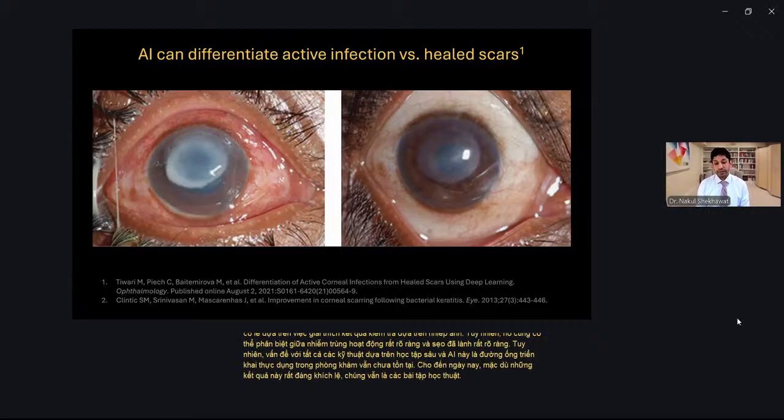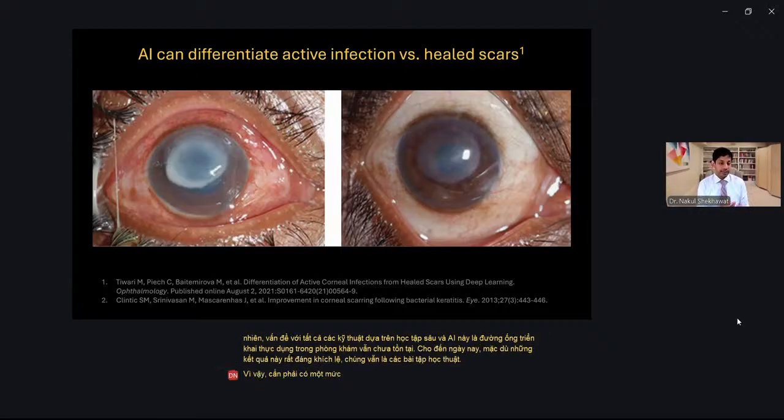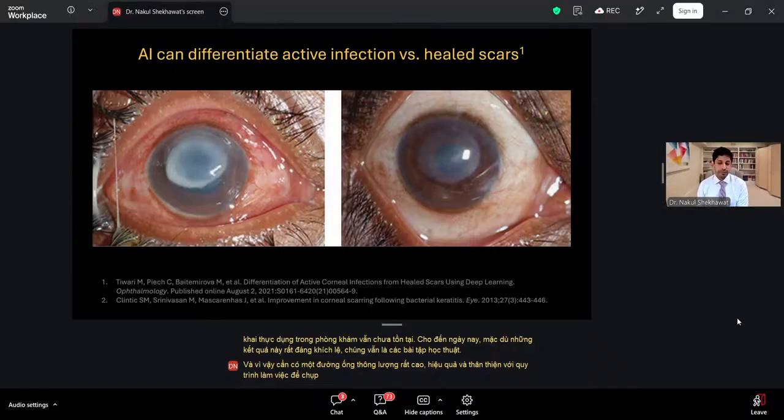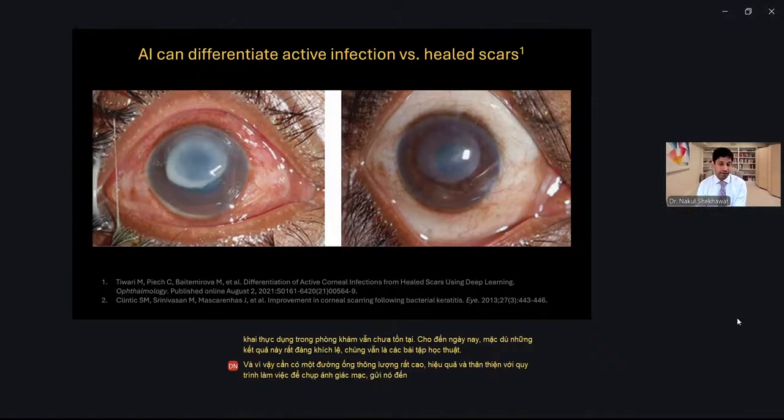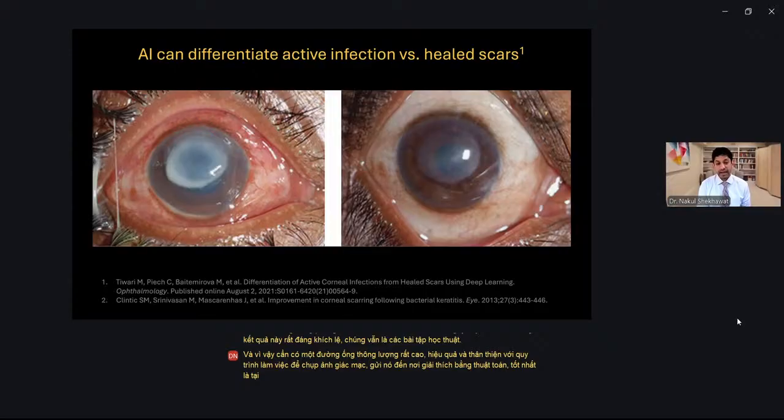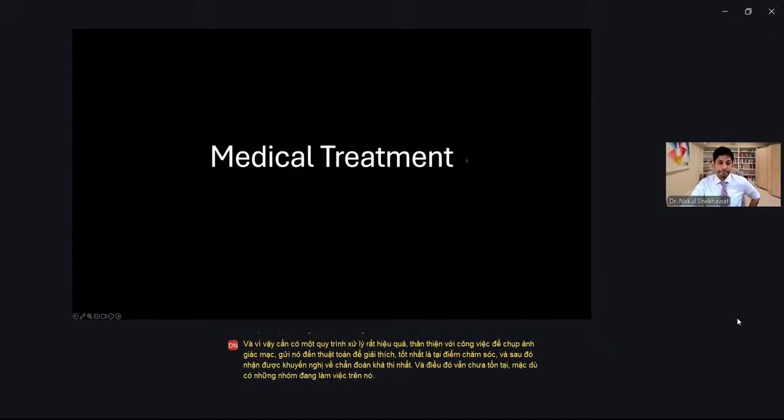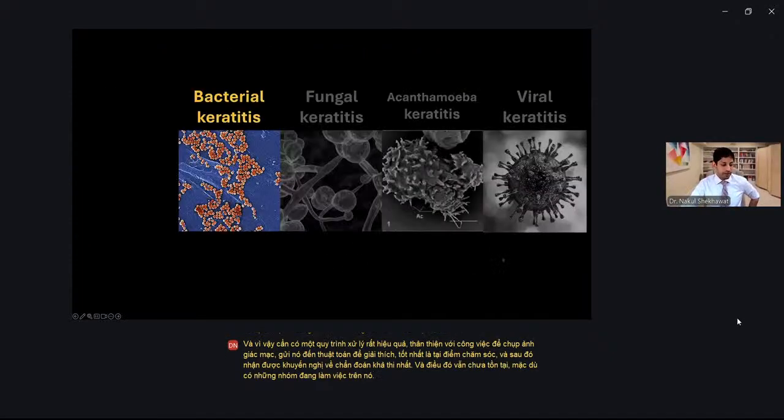And so there needs to be a very high throughput, efficient, workflow-friendly pipeline for taking imaging of the cornea, sending it for interpretation with the algorithm, preferably at the point of care, and then getting a recommendation back as to the most likely diagnosis. That does not yet exist, although there are teams working on it. All right. Finally, we'll talk about treatment.